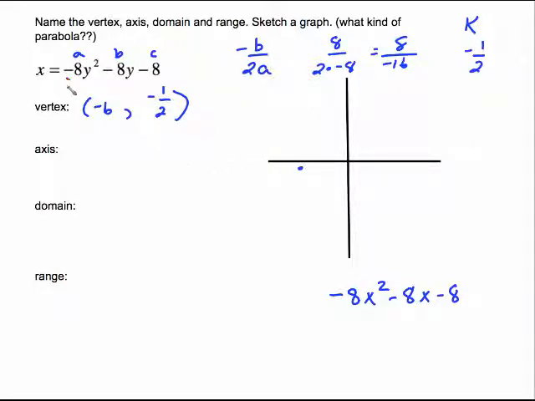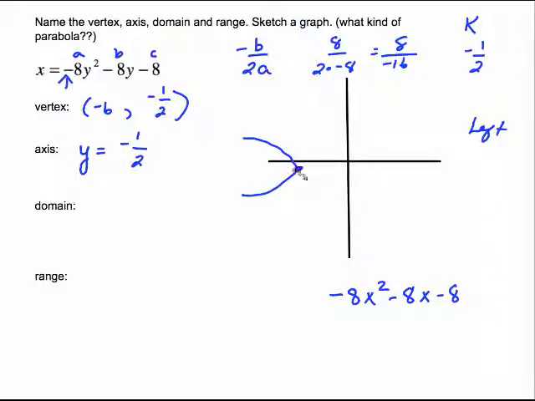Looking back at the original, because that coefficient is negative, I know it faces left. So it's going to look something like this. The axis of symmetry is a horizontal line. Because it's a horizontal line, I use the y value. Y equals negative 1/2. Now this is not asking for focus and directrix. This one is asking for the domain and the range.